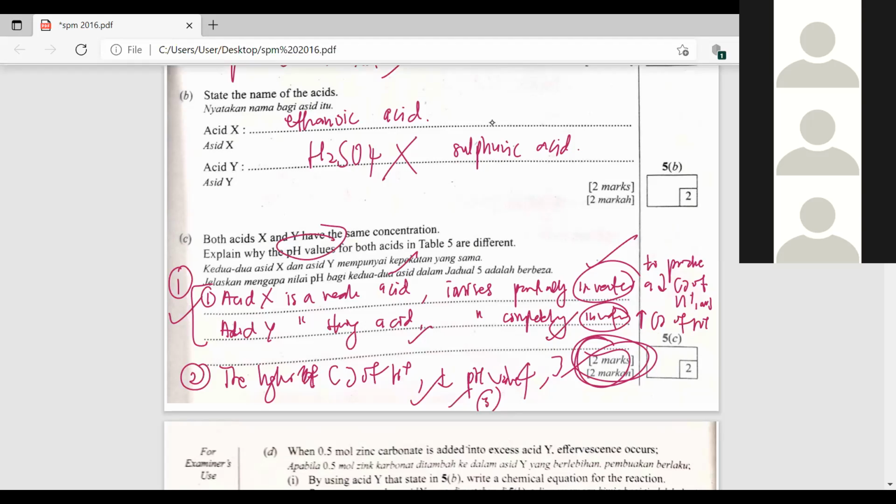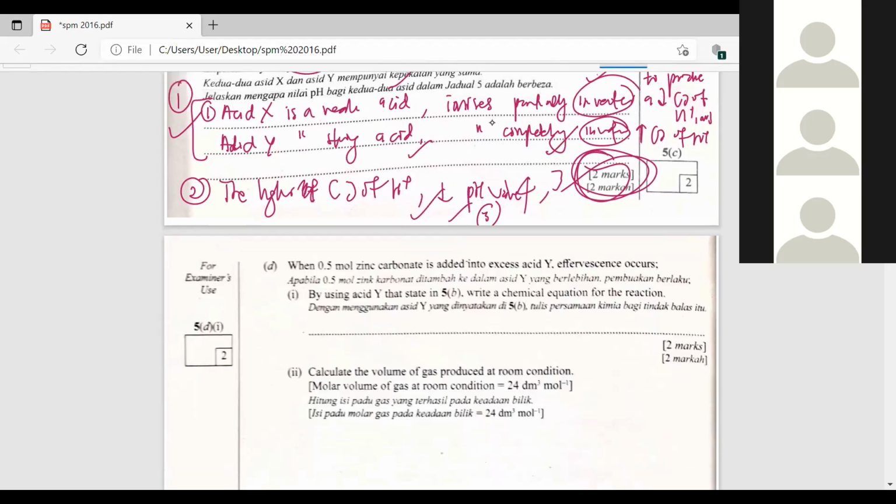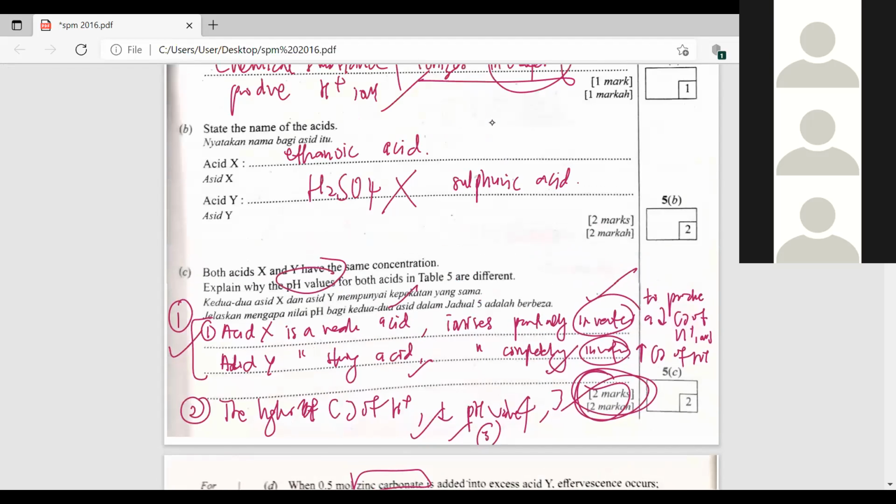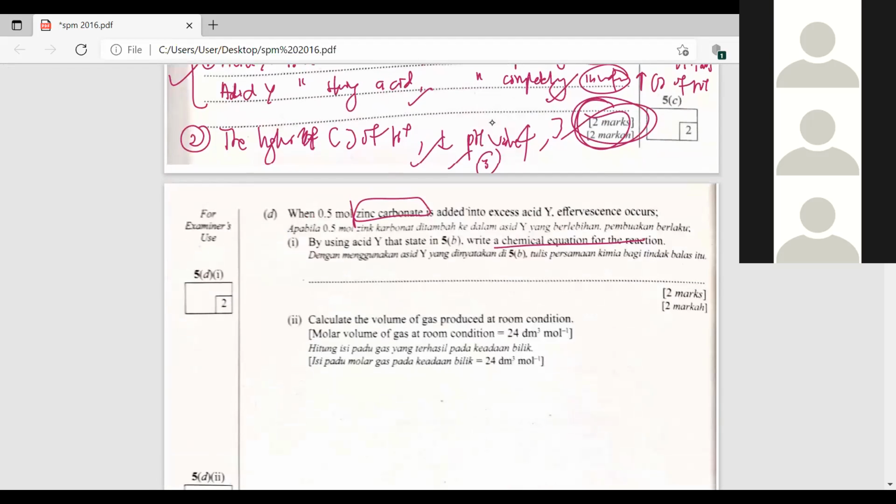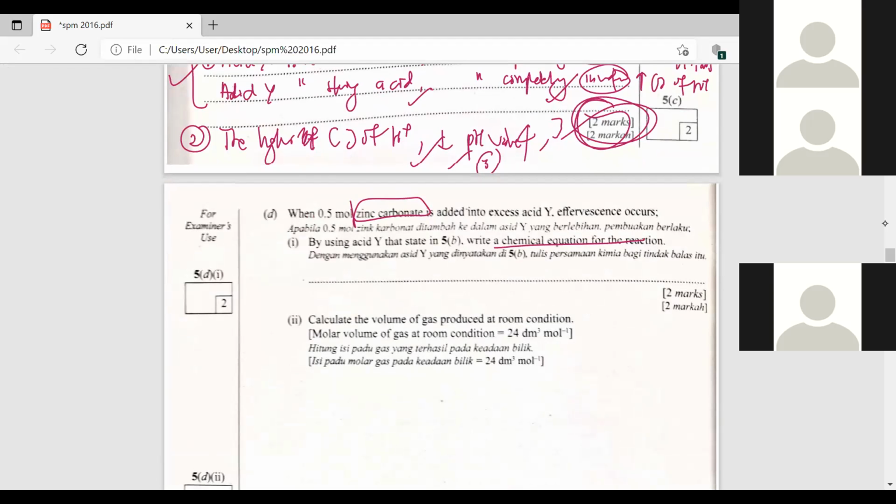Yes, sir. Okay, perfect. Now using my acid Y, it is reacting with zinc carbonate. Write down the chemical equation. So I'm using acid Y. My acid Y is sulfuric acid. It should be at your fingertips already now. Who would like to volunteer to do this? Be brave.